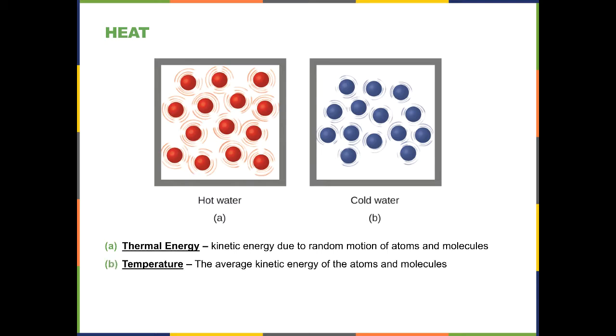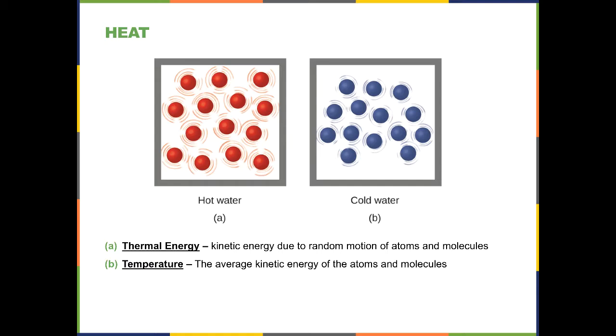Temperature is the average kinetic energy of the atoms and molecules in a substance. So it's the total kinetic energy divided by the number of atoms or molecules in the substance, whereas the thermal energy of a particular substance is its total kinetic energy, not the average. You have to keep those two concepts straight.